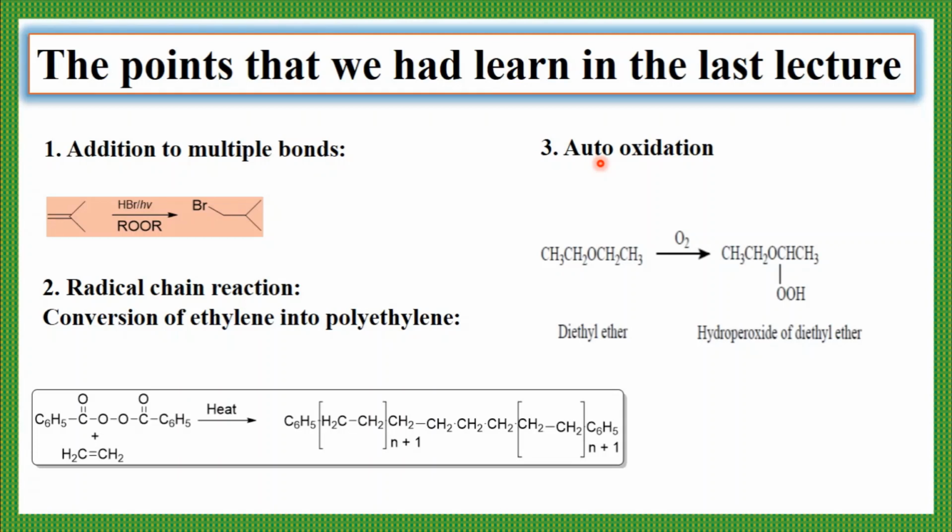And then the importance of auto oxidation is its useful application in the atmospheric drying of paints and varnishes. Paints and varnishes undergo auto oxidation, and they can easily dry. So that is the application: atmospheric drying of paints and varnishes by auto oxidation.